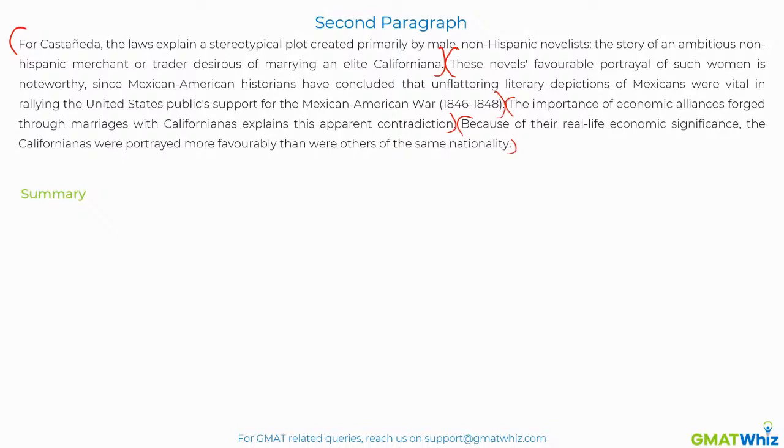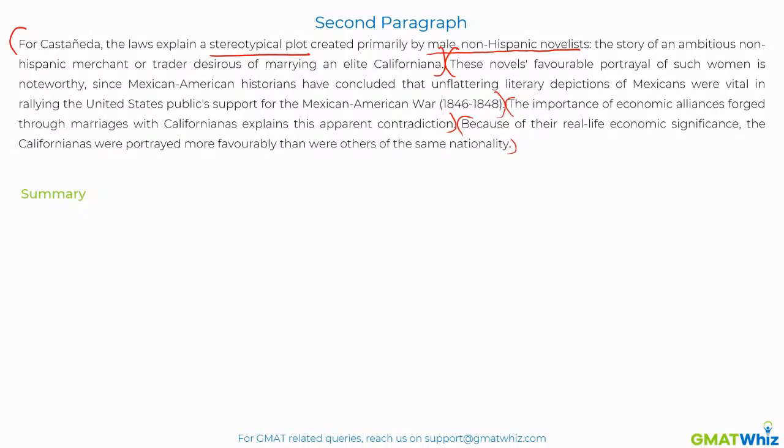Now, since we were trying to understand Mexican women's portrayal, this is where she's talking about the portrayal, the typical plot. If you don't know what is stereotypical, you know what is typical. Stick to that. This typical plot was created primarily by male non-Mexican novelists. So how did the non-Mexican novelist write about the Mexican women? We have an idea in the first paragraph, right? About all women, they wrote about them in the domestic roles of wife and mother.